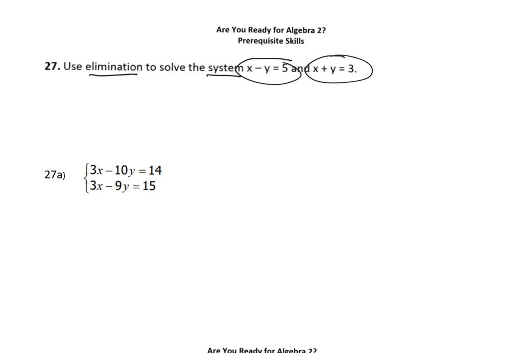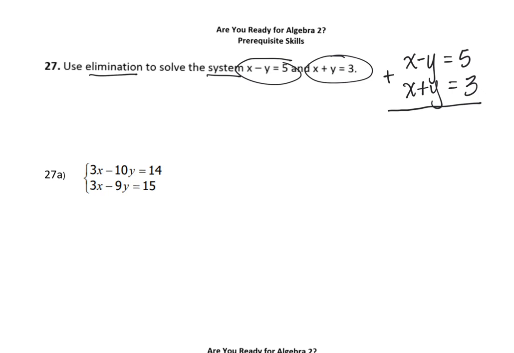The elimination method wants us to add these 2 equations together, and when we add them together, we're hoping to eliminate or cancel out one of our variables. So I like to write them one over the other: x minus y equals 5, and my other one is x plus y equals 3. Now this is starting off with a really basic example of elimination. Again, I'm hoping that I can add them together with the signs that they have, and that when I do, one of the variables will cancel out.